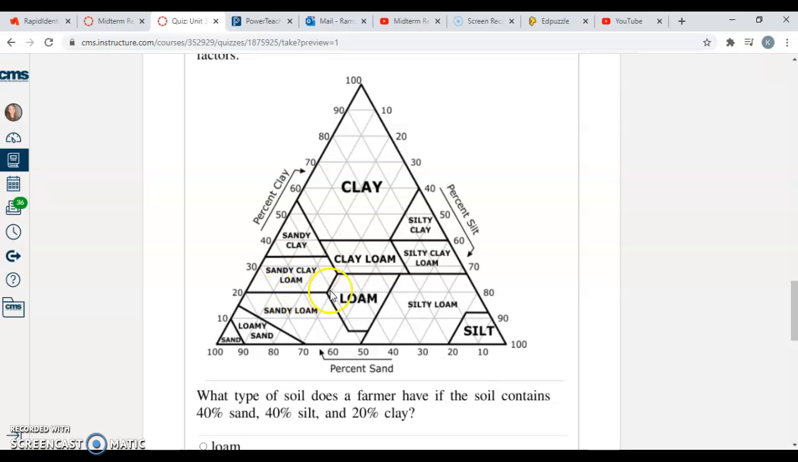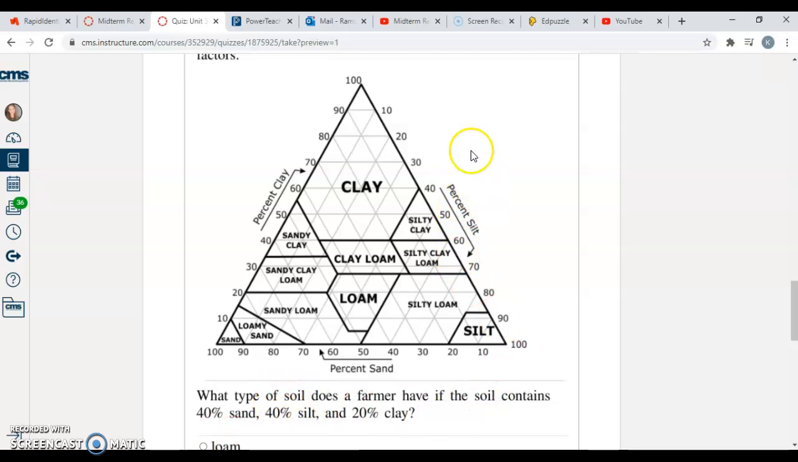So I'm going to draw my arrow over from the 20 mark. Okay, so we've got 20% clay. Next, I always like to do my silt, and if you notice this little arrow, we will draw our silt arrow down at an angle. So we've got 40% silt.